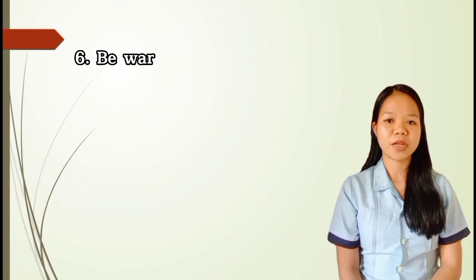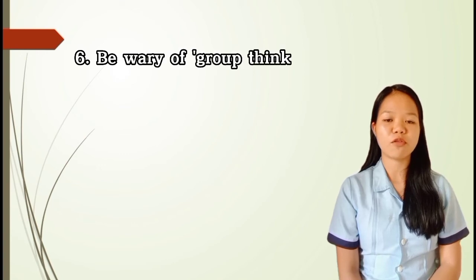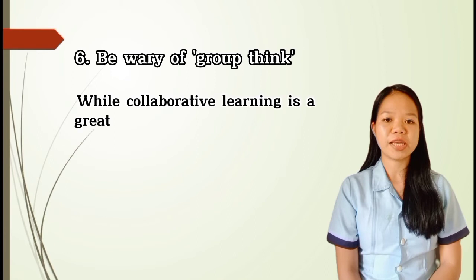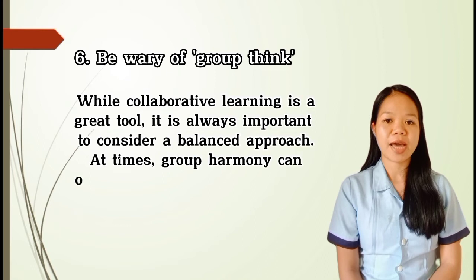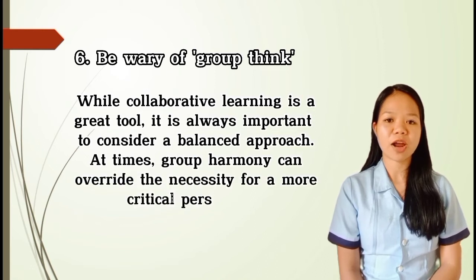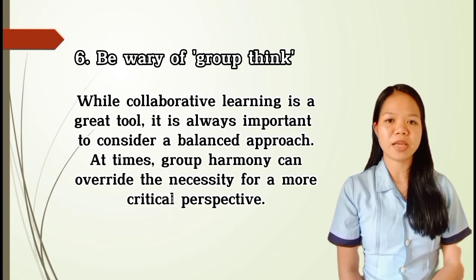The sixth collaborative strategy is be wary of groupthink. While collaborative learning is a great tool, it is always important to consider a balanced approach. At times, group harmony can override the necessity for a more critical perspective. In many cases, people will set aside their own personal beliefs or adopt the opinion of the rest of the group. People who are opposed to the decisions or overriding opinions of the group as a whole frequently remain quiet, preferring to keep the peace rather than disrupt the uniformity of the crowd.